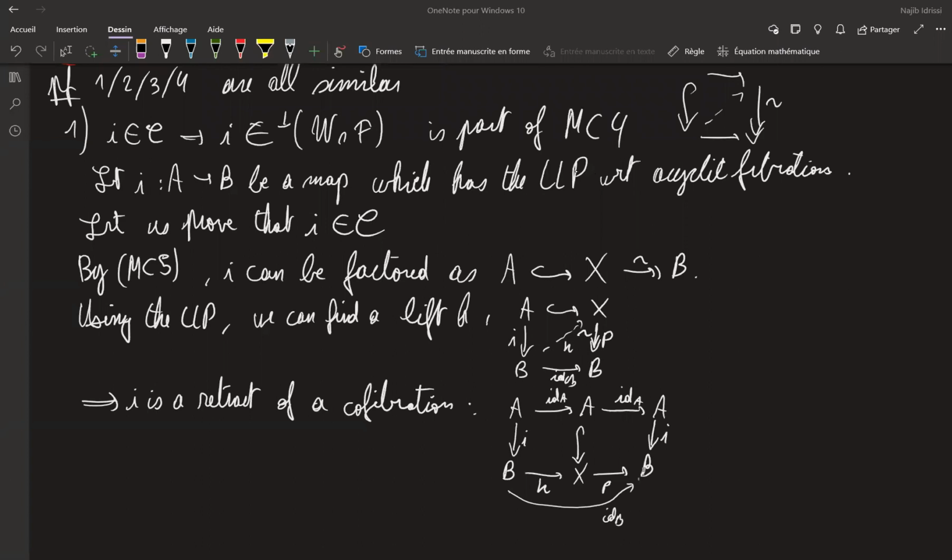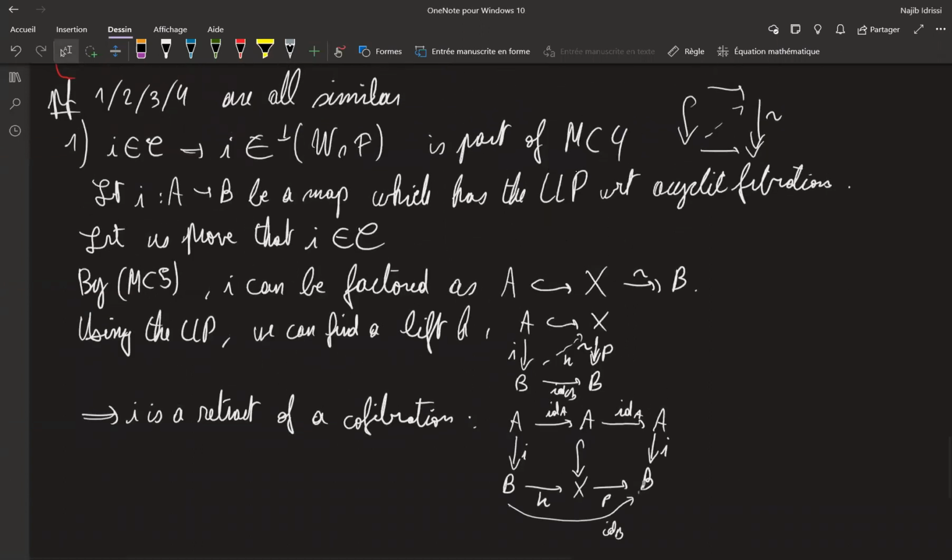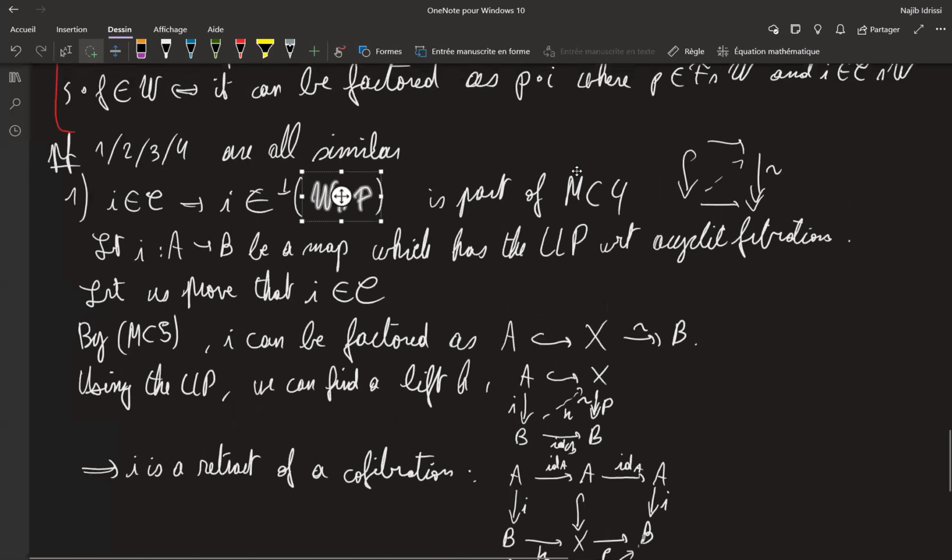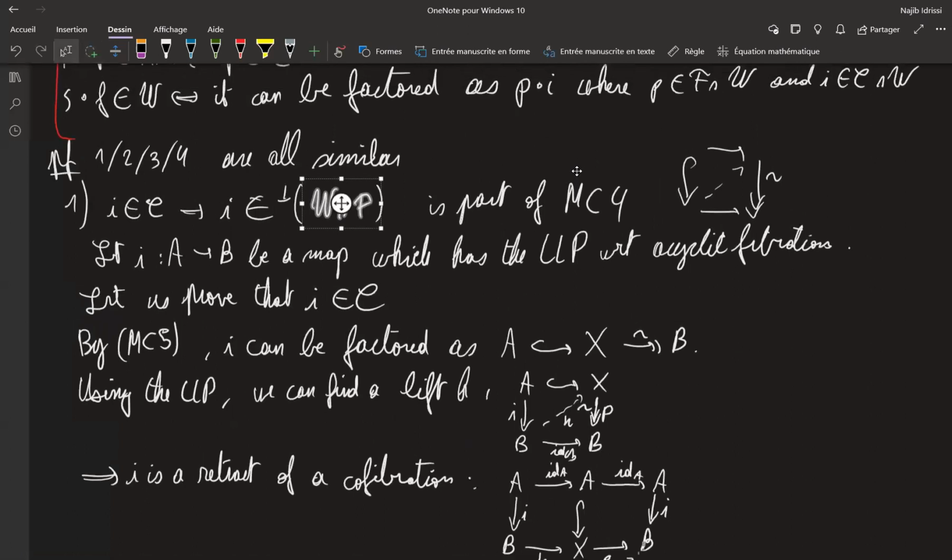So this is really a typical example of a proof in a model category. You use lifts all the time, and you try to prove something. So this is the proof of the first one, and it proves that something is a cofibration if and only if it has the left lifting property with respect to acyclic fibrations. Statements 2, 3, and 4 are identical. I'm not going to do them separately.